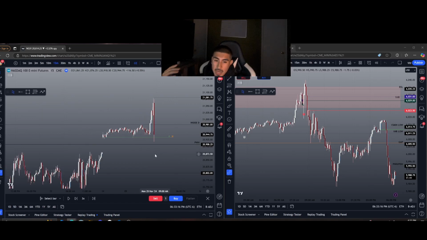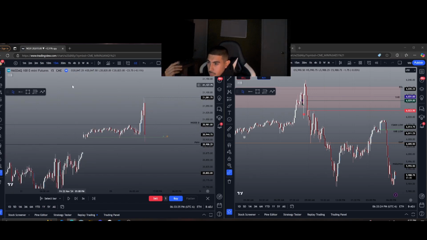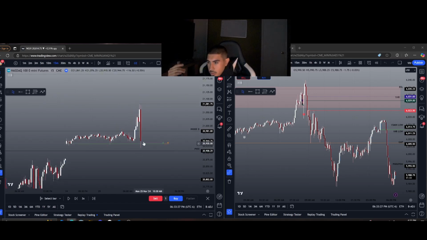So for me, I don't like playing longs at the highs. I prefer waiting for a retest, right? Or waiting for a shift to play the downside. So how can we trade the upside here? The way we could have traded the upside was off the 15-minute break, right?